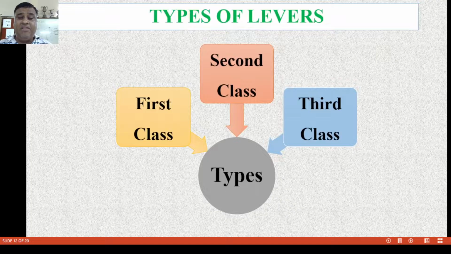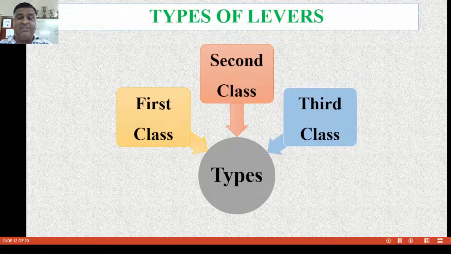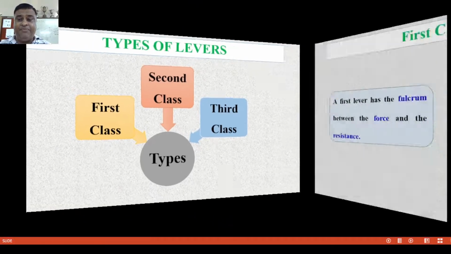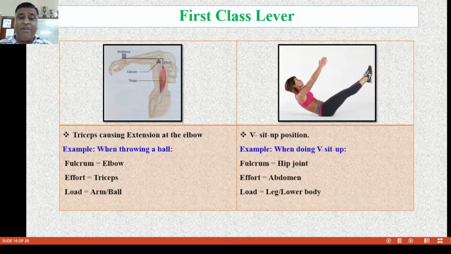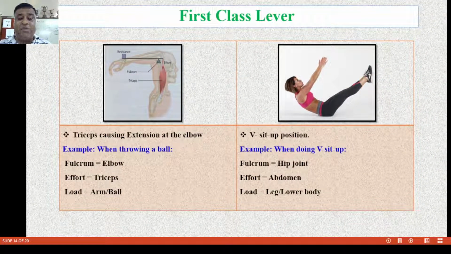Now there are three different types of levers: first class lever, second class lever and third class lever. We'll discuss them one by one. What is a first class lever? A first class lever has the fulcrum in the middle, and on both sides are the force and resistance. Now an example of first class levers: triceps causing tricep extension at the elbow position, meaning the fulcrum is the elbow, the effort is the triceps, and the load is the upper arm and ball.